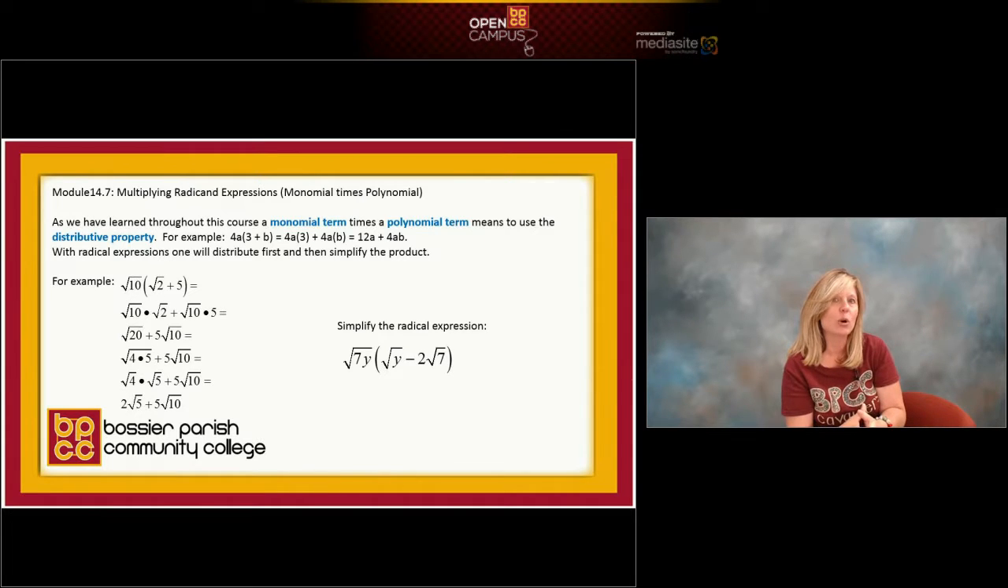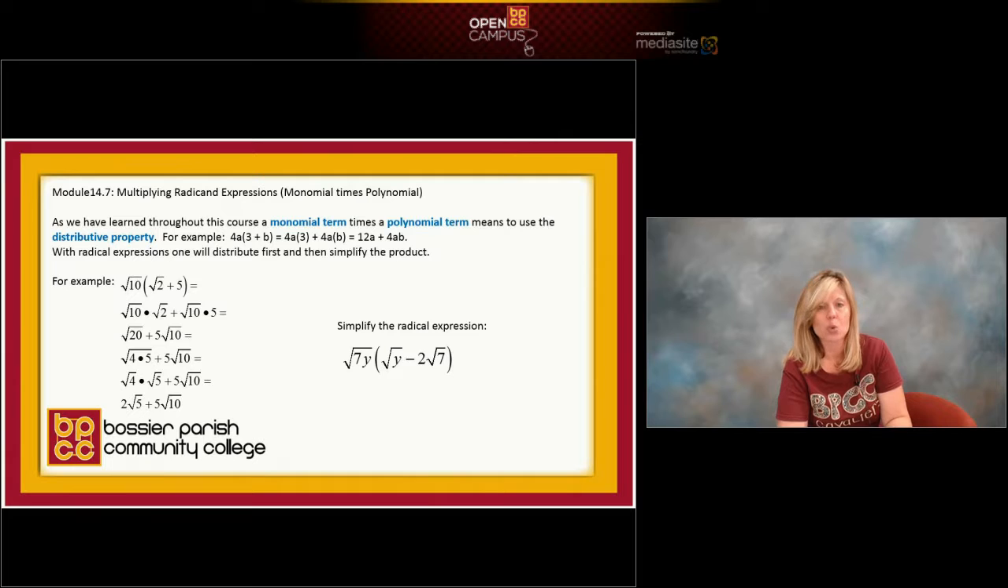We're going to take that square root of 10 and multiply it to each term inside the parentheses. So here we go. We're going to do square root of 10 times square root of 2. Well, both those numbers are inside their radicands. So when you multiply them, the answer is going to be inside the radicand. So square root of 10 times square root of 2 is square root of 20.